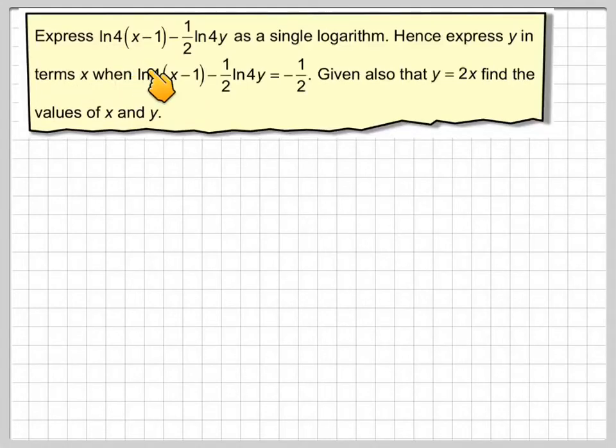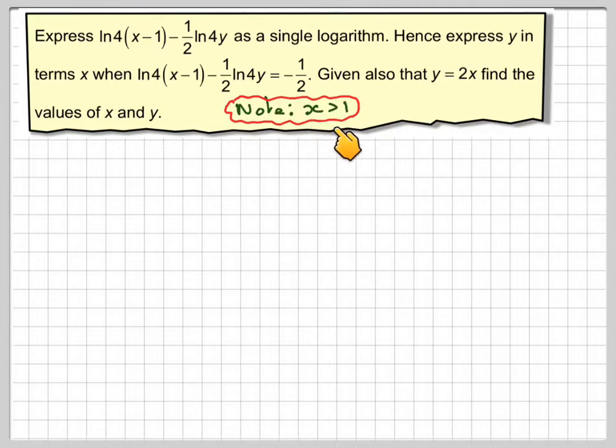Express ln of 4(x minus 1) minus a half ln of 4y as a single logarithm. Hence express y in terms of x when ln of 4(x minus 1) minus a half ln of 4y is equal to minus a half. Given also that y is equal to 2x, find the values of x and y. So note first of all that x has to be greater than 1, otherwise it won't fit in here.